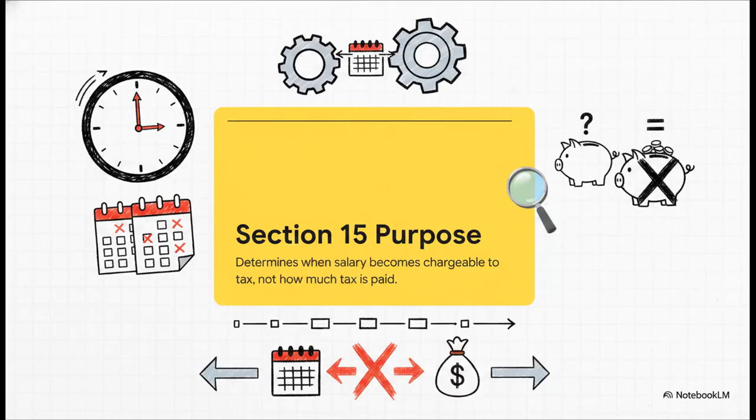Okay, so here is the crucial takeaway. Section 15 is not actually about how much tax you pay. No, it's fundamentally about when you pay it. It determines the exact, precise point in time that salary income becomes chargeable to tax. And in the world of taxation, timing is literally everything, right? I mean, a shift of just one single day can push a tax liability into a completely different financial year. So Section 15 sets up these timeline rules, so there's absolutely zero ambiguity between the taxpayer and the tax department.